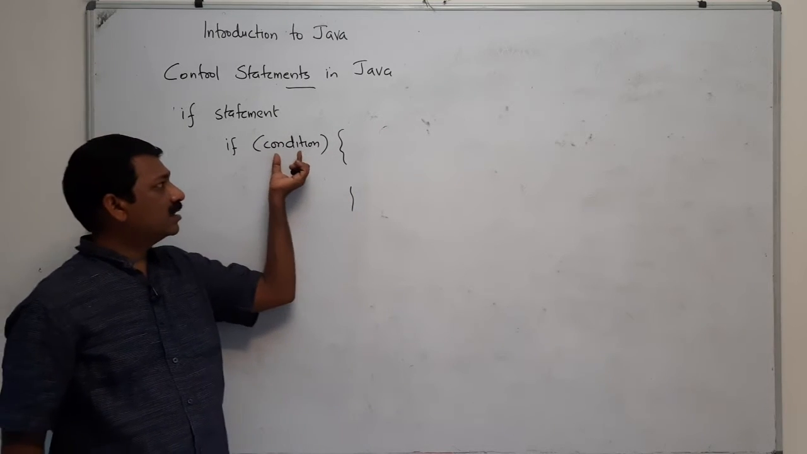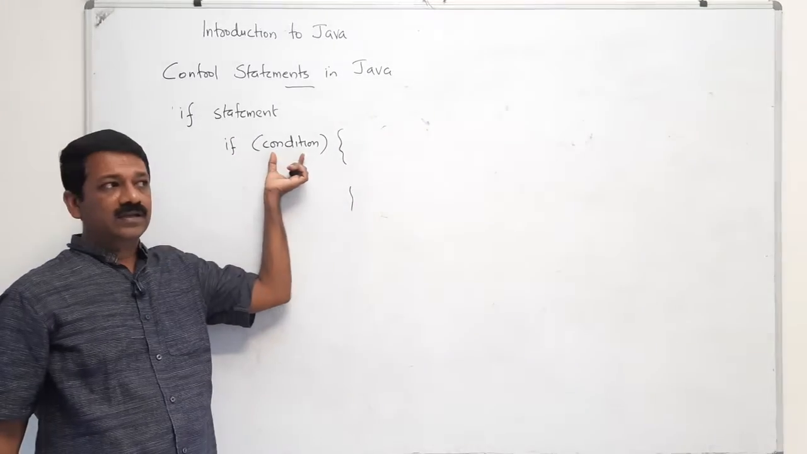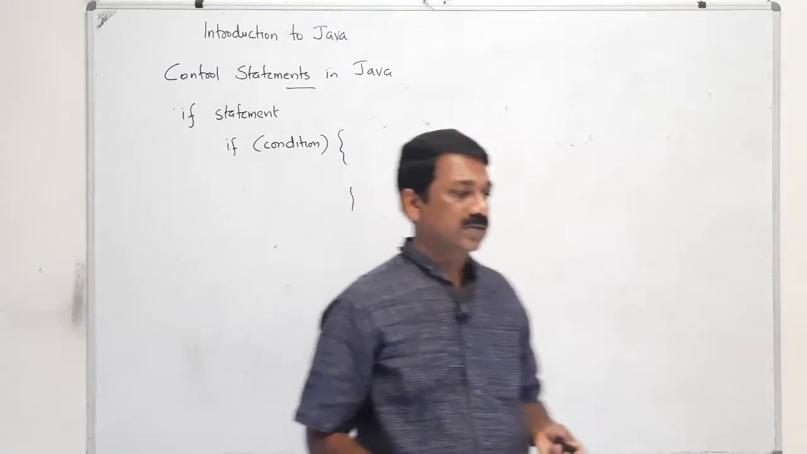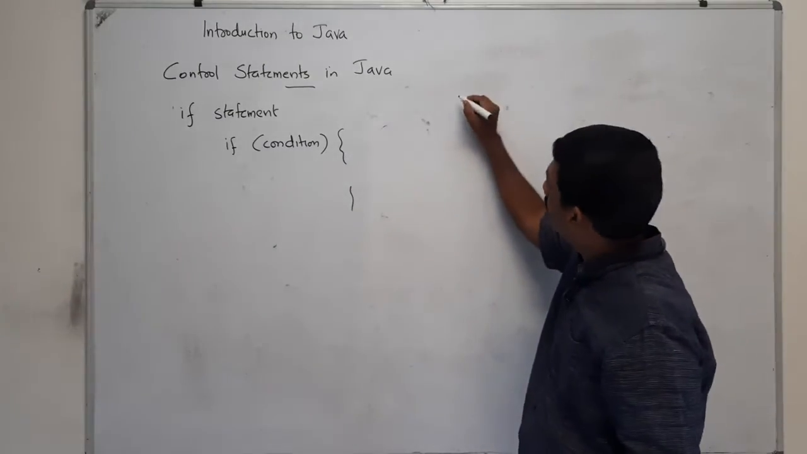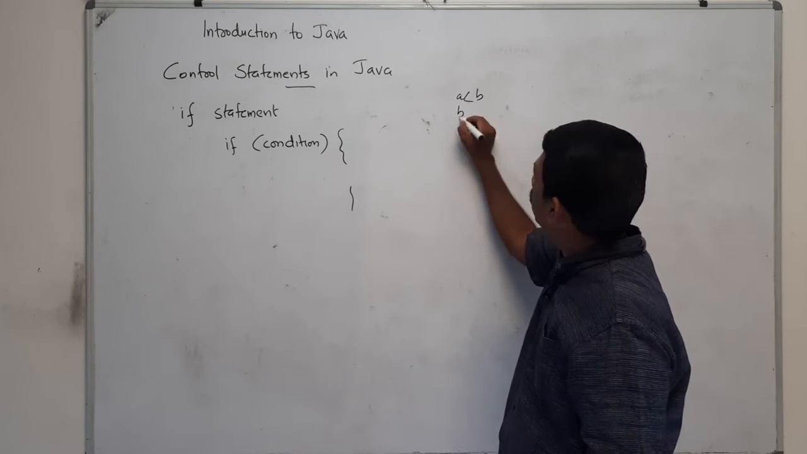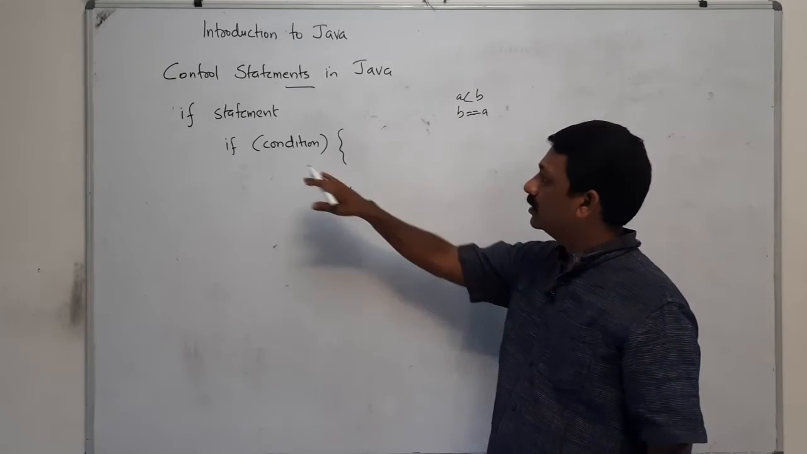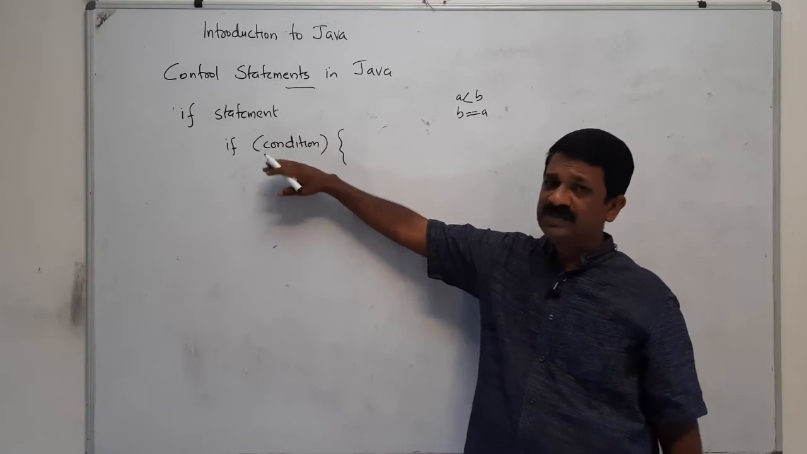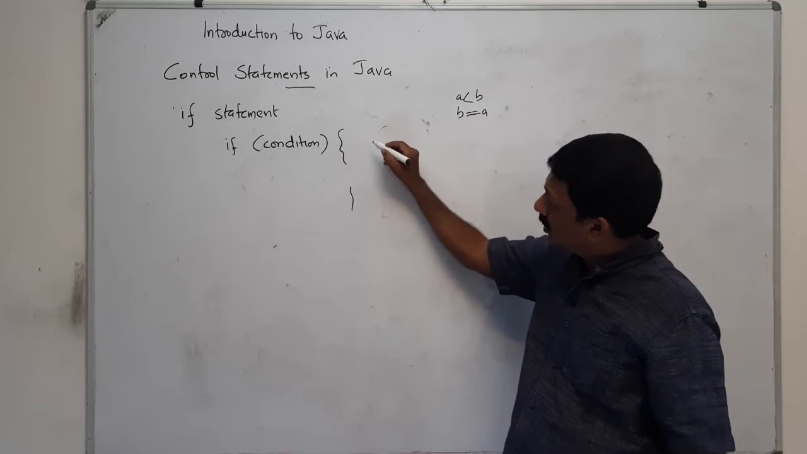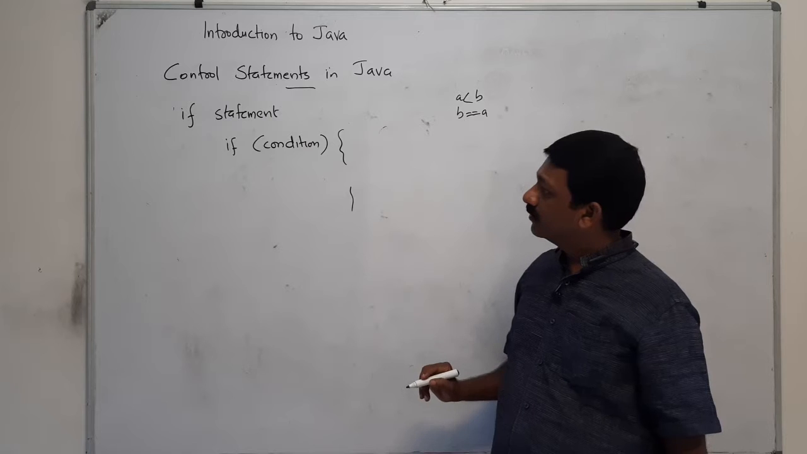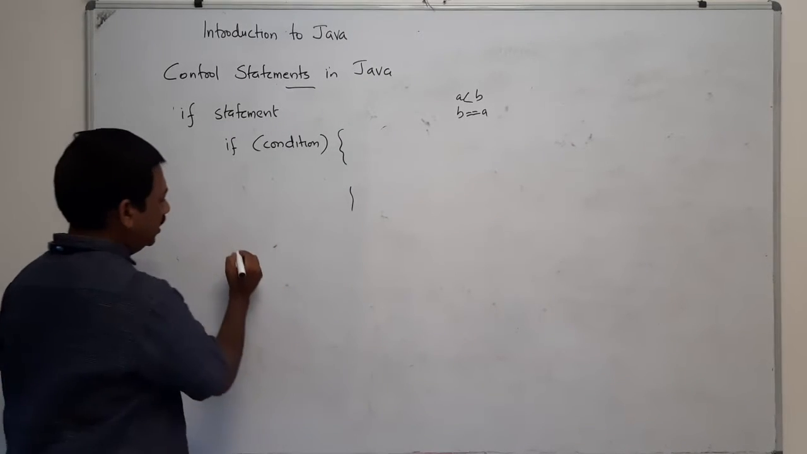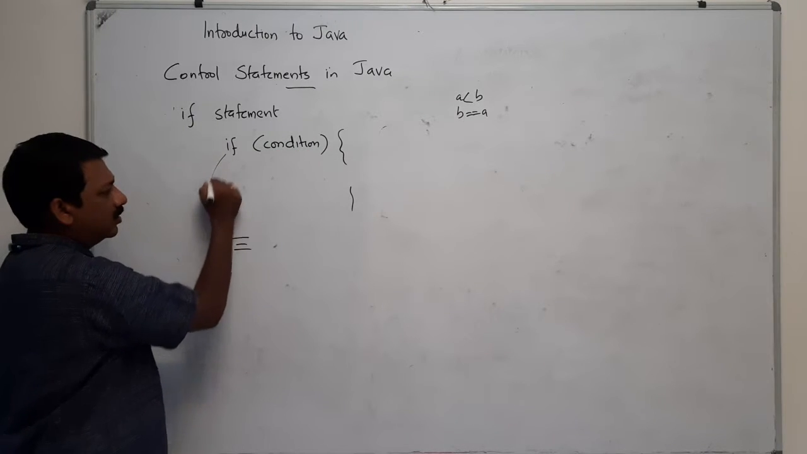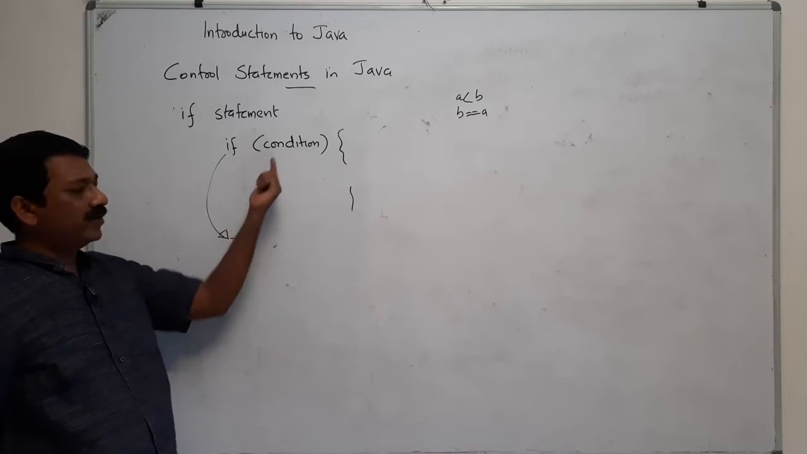Here the condition is evaluated, and depending on this, it evaluates either to true or false. For example, you can have a condition like a less than b or b equal to a. These are conditional expressions. If the condition is true, then this sequence of statements is executed. Otherwise, if the condition fails, control is transferred to the next statement after this.